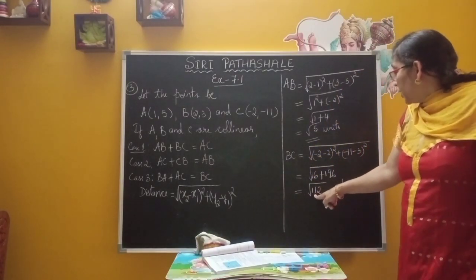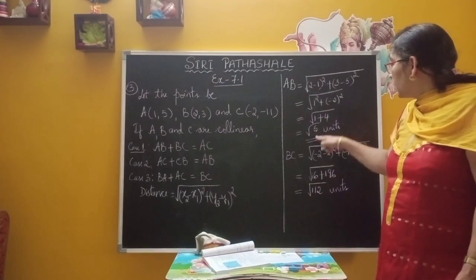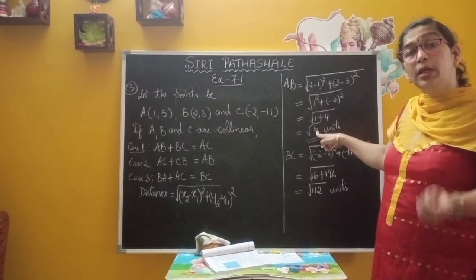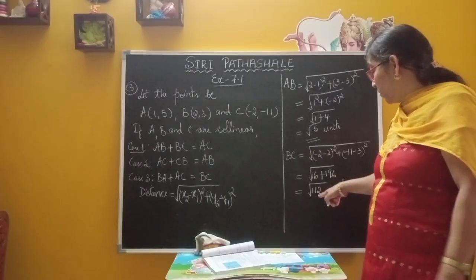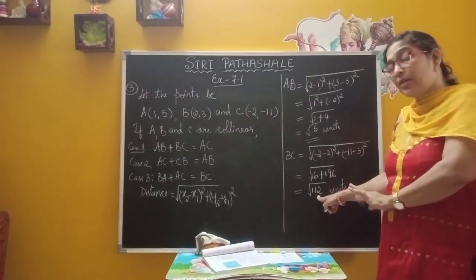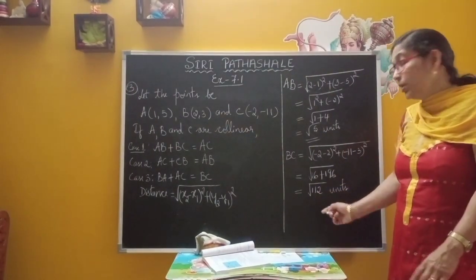Just by seeing the number you think, can we write this in terms of root 5? Not possible. Only if it is a multiple of 5 it is possible, right? So let us keep this as it is, root 112 units.